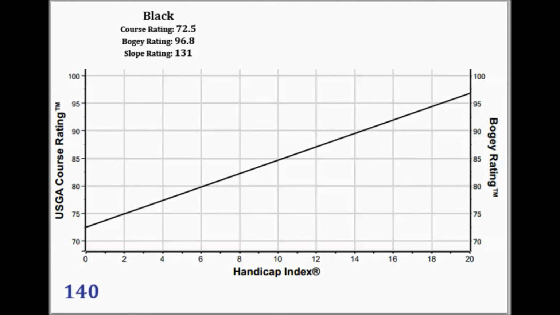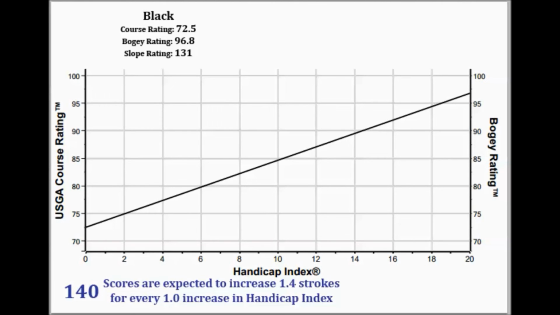Let's say we've got a slope rating of 140. That means that scores are expected to increase 1.4 strokes for every 1.0 increase in handicap. 140 divided by 100 is 1.4. If you had a slope of 120, you'd say 1.2 strokes for every one increase.